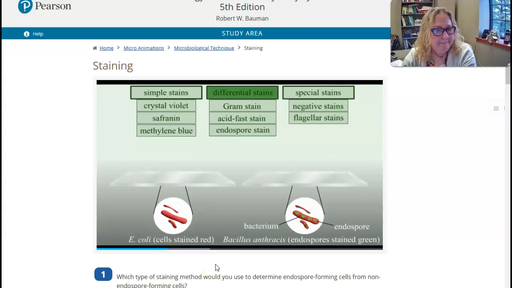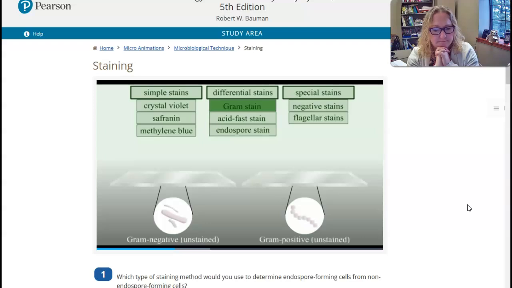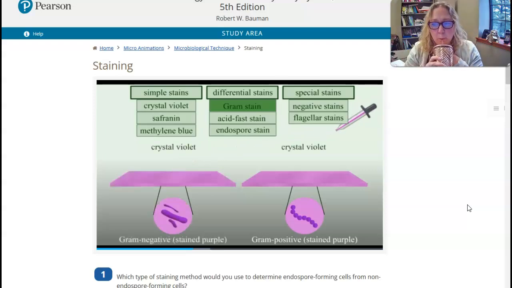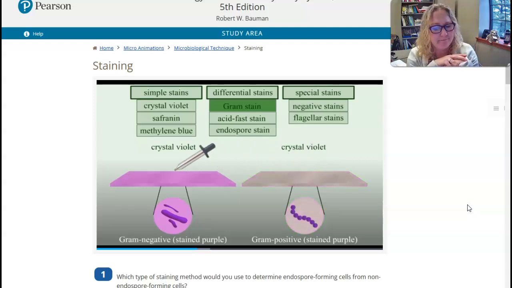Differential stains use more than one type of dye and can be used to distinguish between different structures. The gram stain is the most frequently used differential stain. It's used to distinguish between gram-positive cells, which have a thick outer cell wall composed of peptidoglycan, and gram-negative cells, which have a thin outer cell wall. The procedure of gram staining involves 7 steps, during which the samples are stained with crystal violet dye, treated with a mordant, rinsed, treated with a decolorizing agent, and counterstained with safranin.